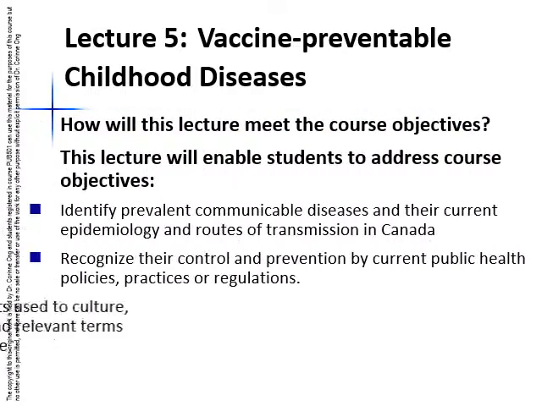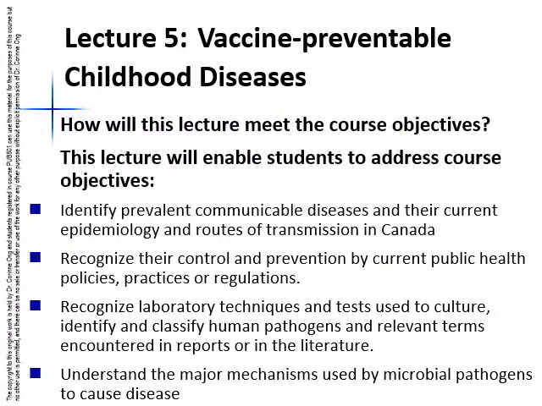This week's lecture will meet the course objectives by firstly identifying prevalent communicable diseases and their current epidemiology and routes of transmission in Canada. Secondly, recognizing the control and prevention by current public health policies, practices, or regulations. Thirdly, recognizing relevant laboratory techniques and tests used to culture, identify, and classify human pathogens and relevant terms encountered in reports or in the literature. And finally, understanding the major mechanisms used by microbial pathogens to cause disease.